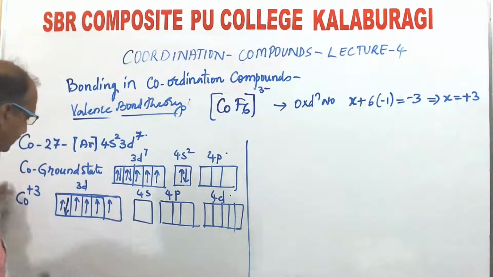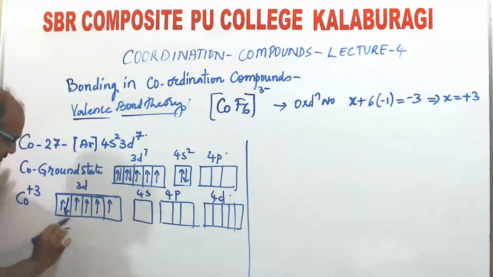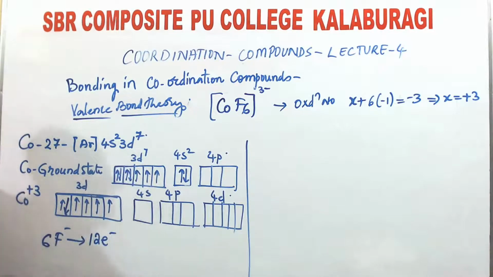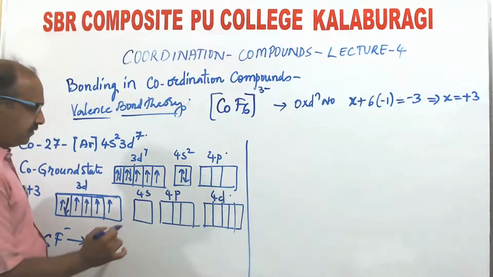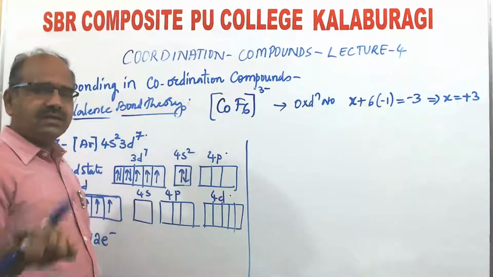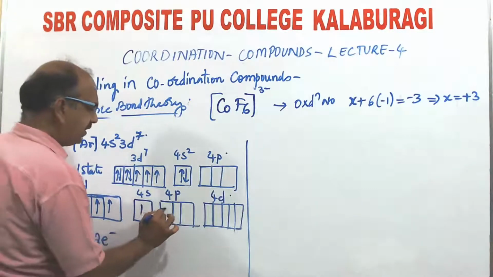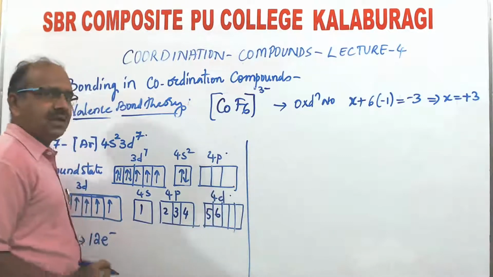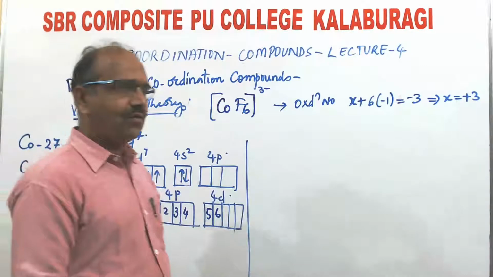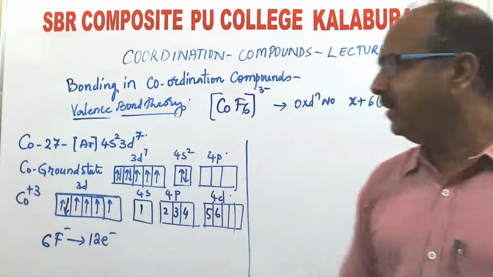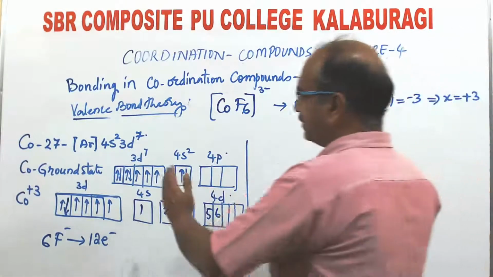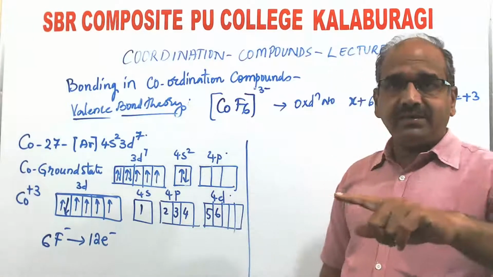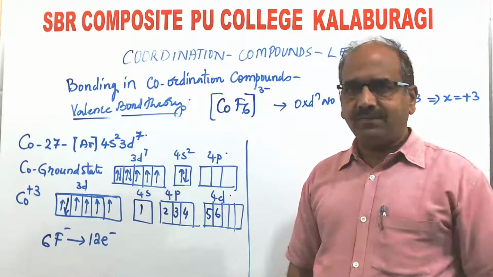So now what will happen is 6 fluorines will approach this. 6 fluorines will bring 12 electrons. Where are those 12 electrons occupied? 12 electrons require 6 orbitals. So first orbital, second orbital, third, fourth, fifth, and sixth. Like this, 6 orbitals of the 4s, 4p, 4d are taking part in the hybridization. So it shall be sp3d2. d2sp3, sp3d2, both are different.